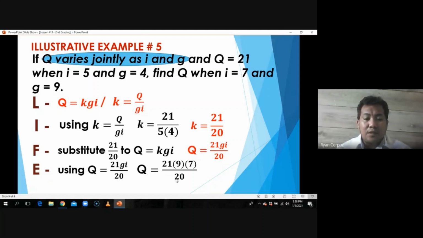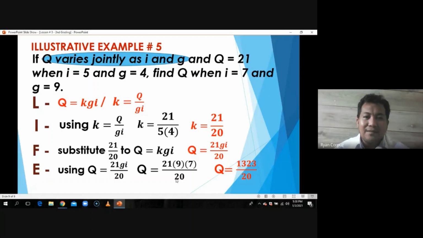Since we cannot simplify anything there, let's just multiply 21 times 9 times 7 over 20. That would be 1,323 over 20. 1,323 is not exactly divisible by 20, and there are no common factors of 1,323 and 20 except 1. So that will stay as it is. Even if it's improper, that is already acceptable as an answer, as long as it is already in the simplest form. So that's how we answer example number 5.